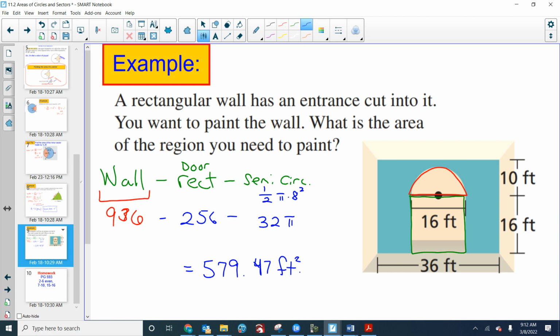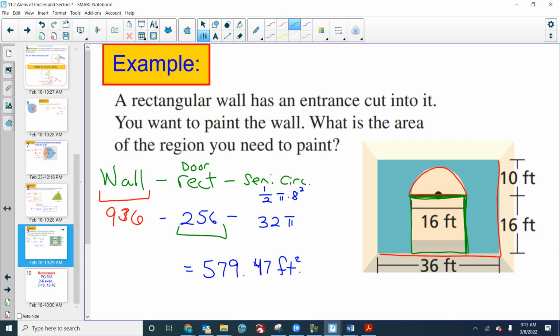All right, let's break it down. For the whole wall, did you get 36 times 26? That should be 936. For the rectangle, I called it the door rectangle. It was this one in green. What's the width of that rectangle? What's the height? So 16 times 16 is 256. Did you get that?